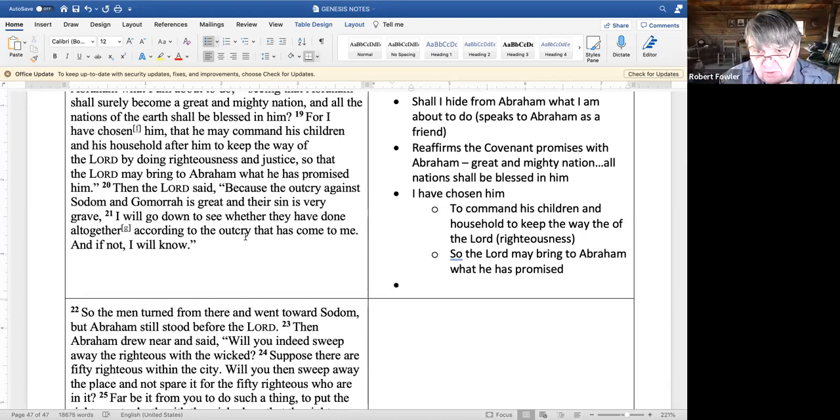Then the Lord said, because the outcry against Sodom and Gomorrah is great and their sin is very grave, I will go down to see whether they have done altogether according to the outcry that has come to me. And if not, I will know.